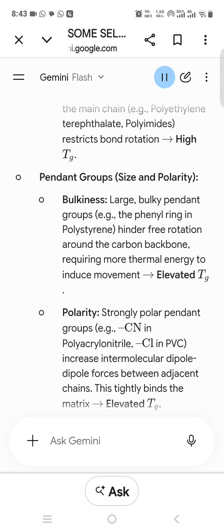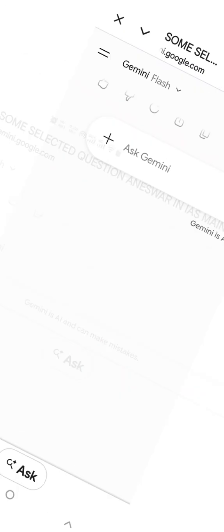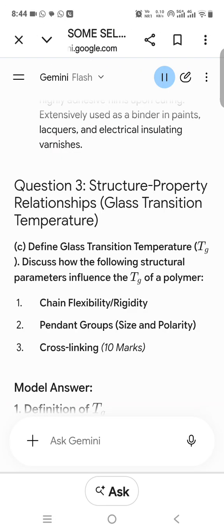Large, bulky pendant groups, e.g., the phenyl ring in polystyrene, hinder free rotation around the carbon backbone, requiring more thermal energy to induce movement, so elevated T_G. Polarity. Strongly polar pendant groups, e.g., CN in polyacrylonitrile and Cl in PVC, increase intermolecular dipole-dipole forces between adjacent chains. This tightly binds the matrix, so elevated T_G.